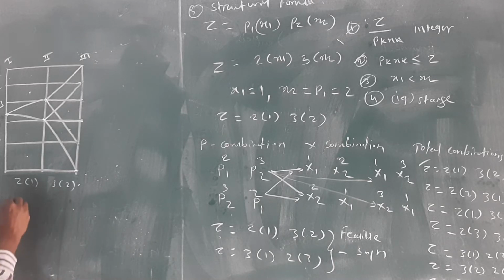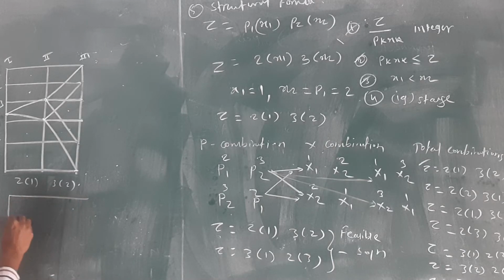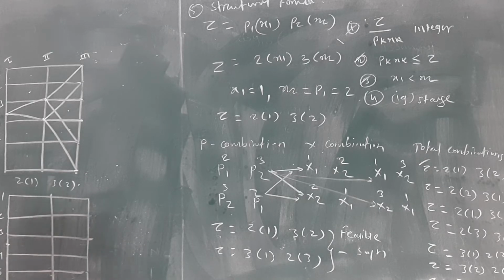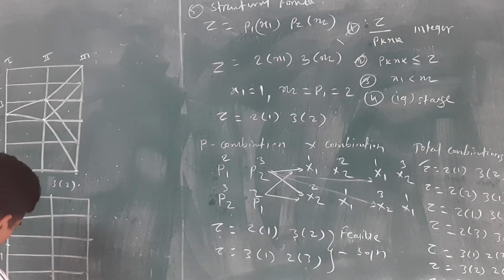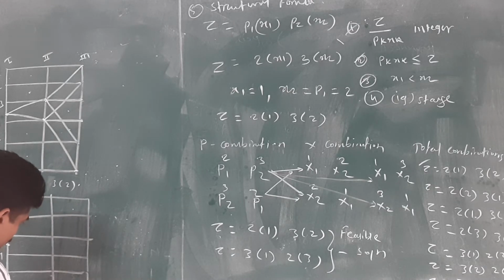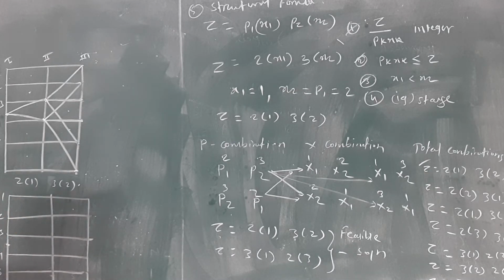Then second one. Then similar way you should draw. Here is 6 horizontal lines: 1, 2, 3, 4, 5, and last one is a 6. And how many vertical lines? 3. Okay, 6 is there. Then we will start again in between 3 and 4. What is the structural formula? 3, 1, 3, 1, 2, 3. 2, 3. Okay, 3, 1.